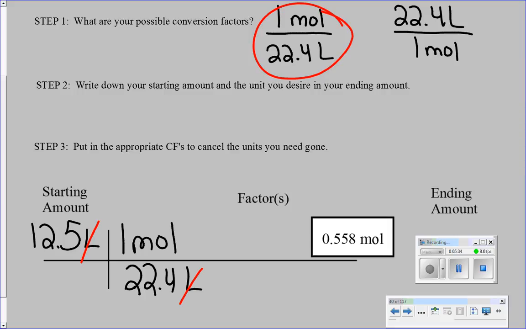So you should get 0.558 moles. We have 3 significant figures. The 22.4 does limit us to 3, and also 12.5 has 3 significant figures as well.